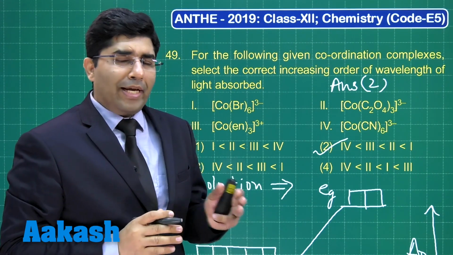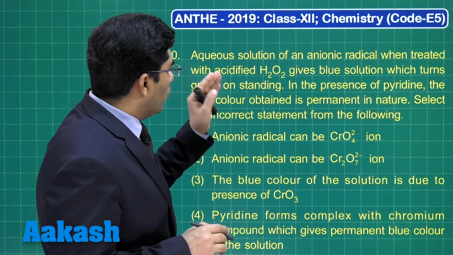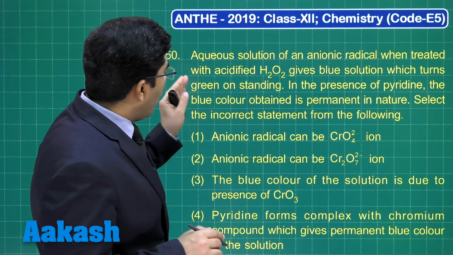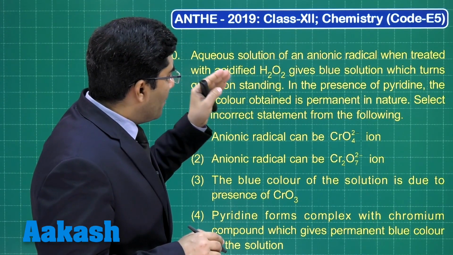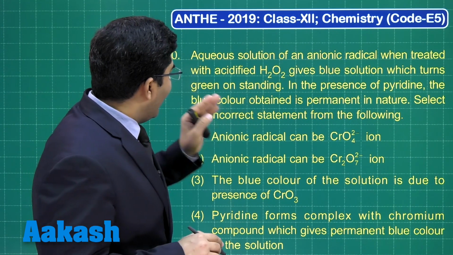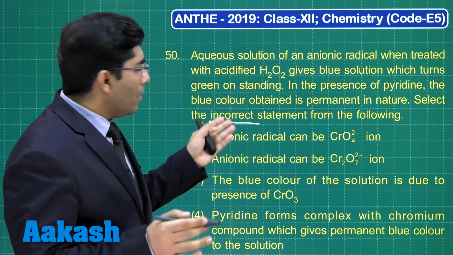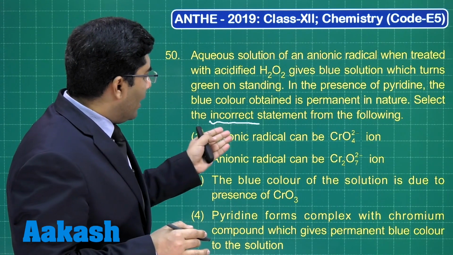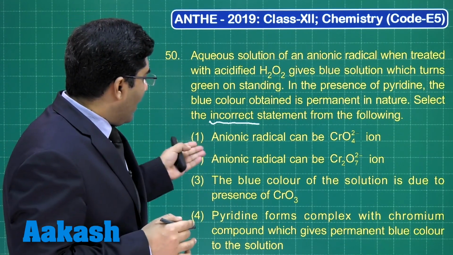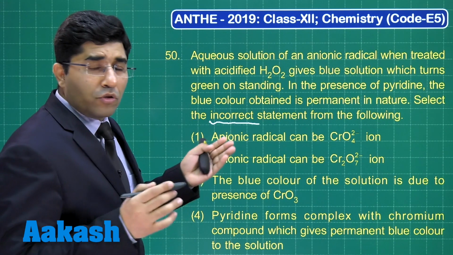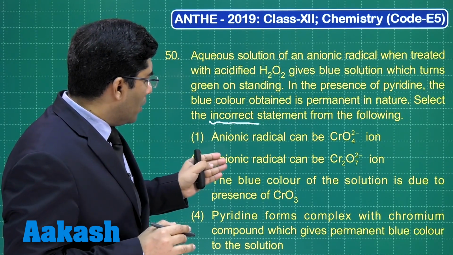Let's move ahead and solve the next question. So this question is asking, the aqueous solution of anionic radical when treated with acidified H2O2 gives blue solution which turns green on standing. In the presence of pyridine, the blue color obtained is permanent in nature. Select the incorrect statement. So we have to select the incorrect statement from the following. Let's read the statement. Anionic radical can be chromate ion. That is correct. Anionic radical can be dichromate ion. That is also correct. The blue color of the solution is due to the presence of CrO5.